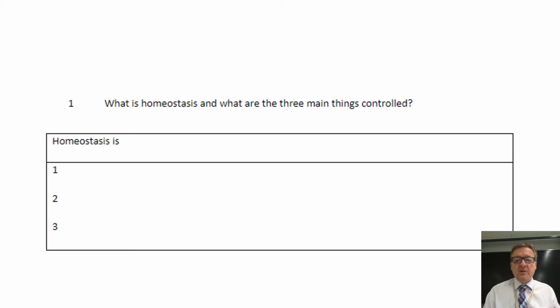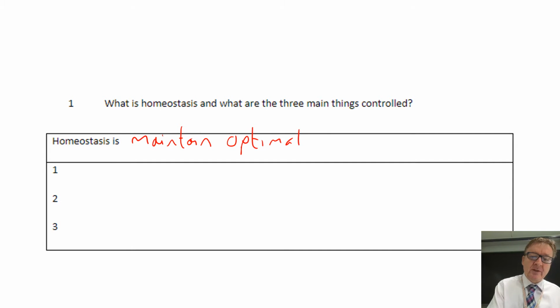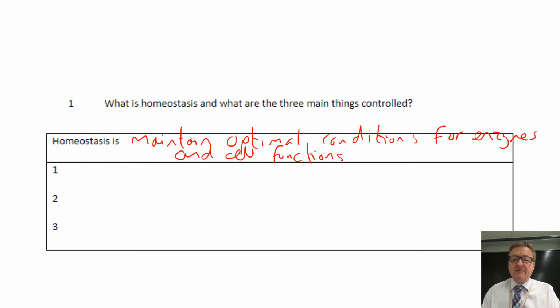Right, so question number 1, what is homeostasis and what are the three main things controlled? Right, so homeostasis is where you maintain the optimal conditions for enzymes and cell functions. Okay, so homeostasis is really keeping everything kind of the same, right? So you've got stasis. Stasis kind of means keeping the same, like a static caravan.